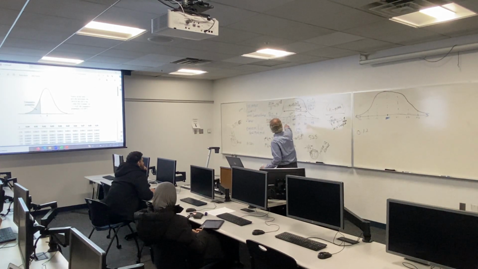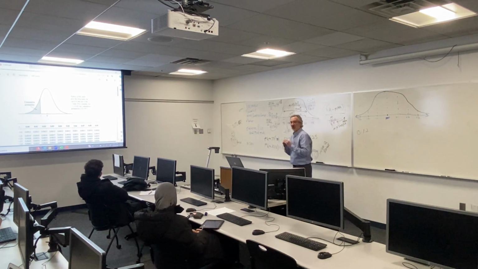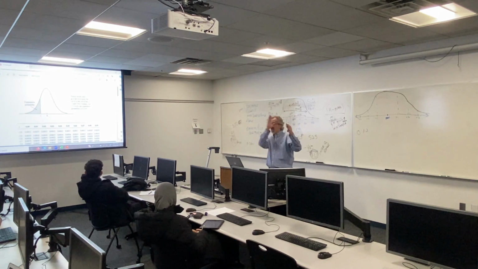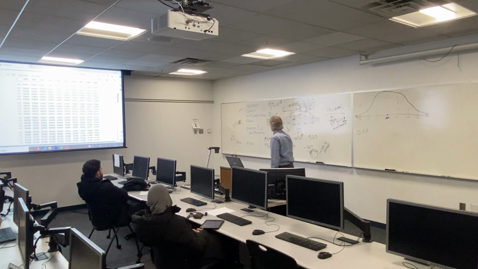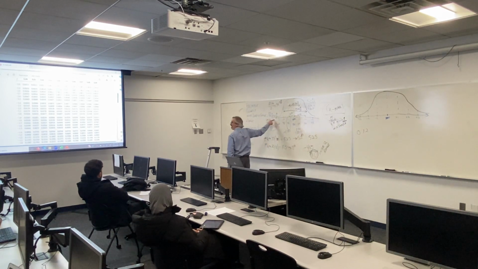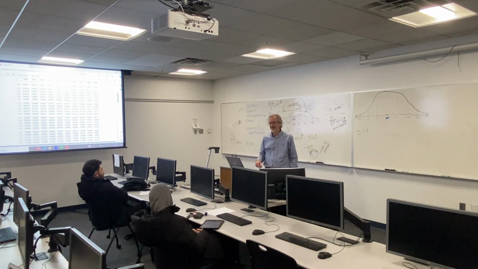This is -1.00. So we gotta go to the -1.0 and then over to the 0. So let me get to the -1.0. Here we go, right there. And then the first column is the second 0. And look at that, 0.1587. I'm gonna stop there because that's a miracle.